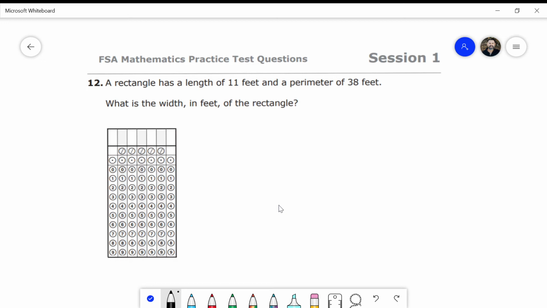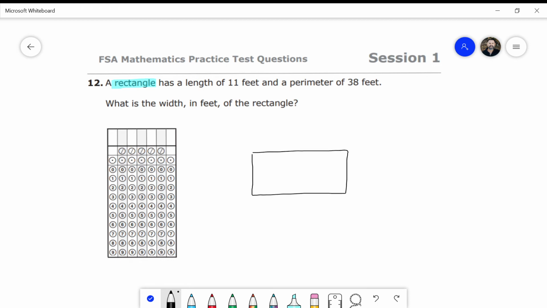All right, so number 12 says, a rectangle has a length of 11 feet and a perimeter of 38 feet. What is the width in feet of the rectangle? There should be a few things that jump out at you. It's telling me there's a shape, but I don't see a shape. So when it says a shape in the word problem, it's a really good idea to draw it out. So I know I have a rectangle.